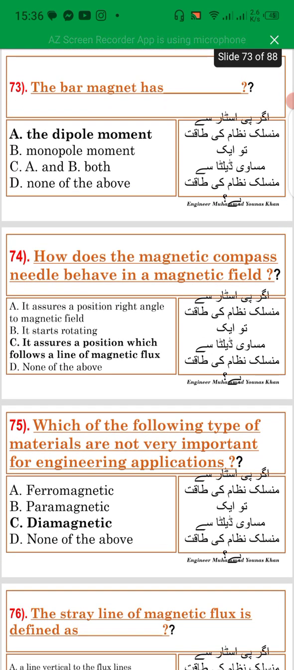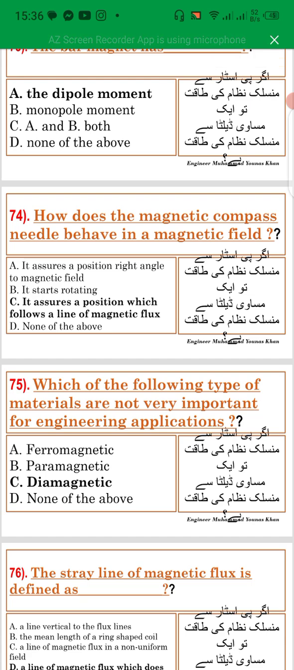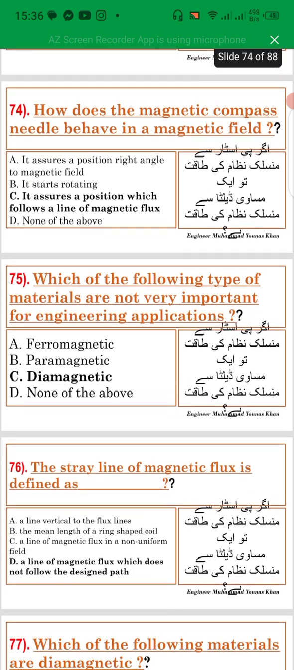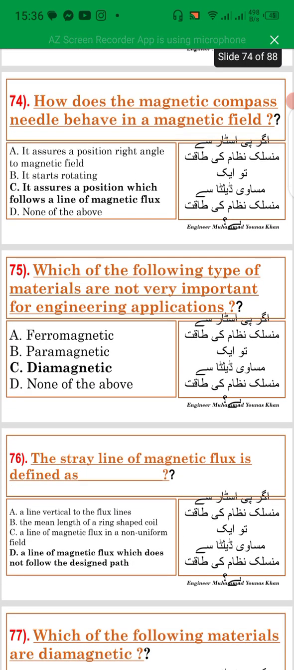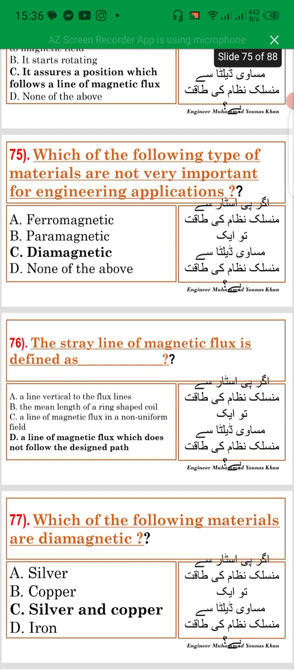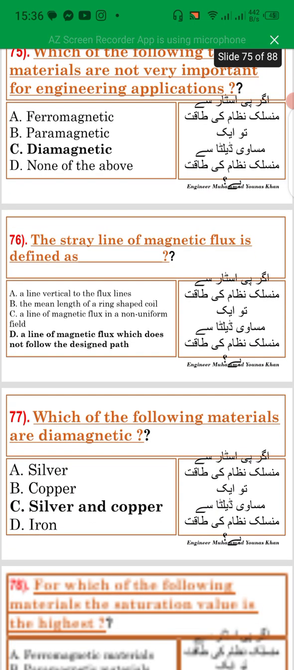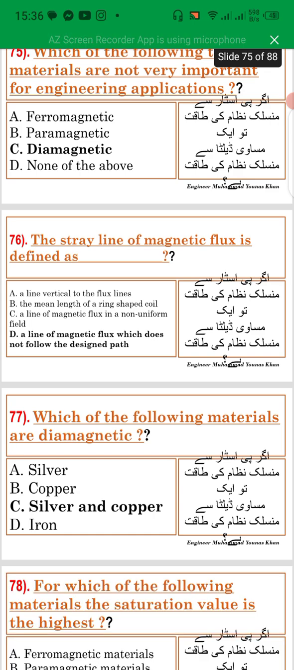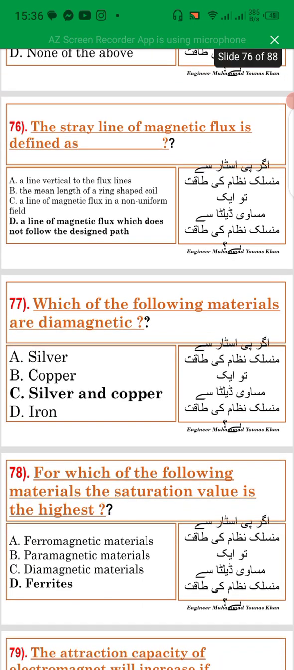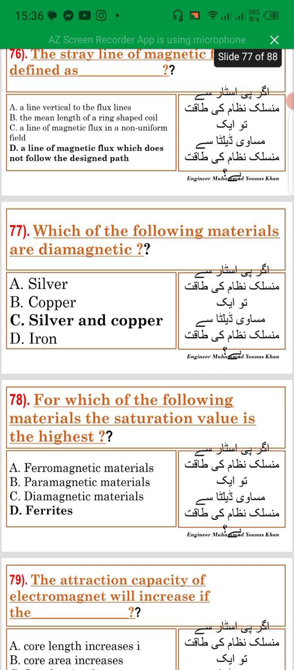How does the magnet compass needle behave in a magnetic field? It assumes a position which follows a line of magnetic flux. Which of the following type of material are not very important for engineering application? Diamagnetic. The straight line of magnetic flux is defined as a line of magnetic flux which does not follow the design path. Which of the following material are diamagnetic?